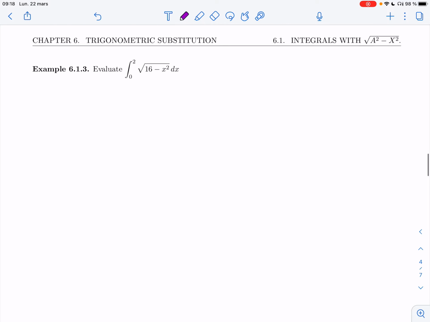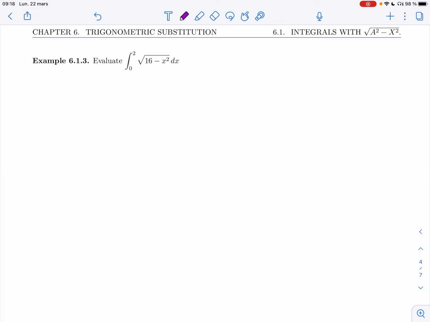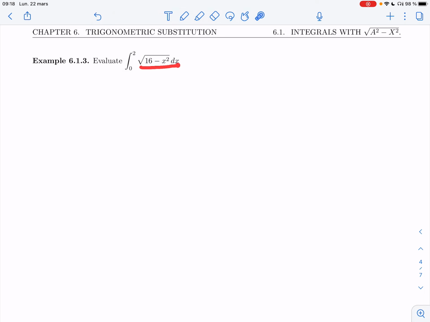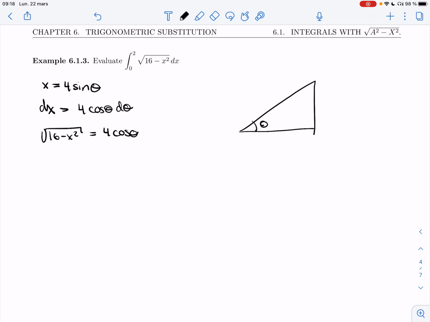All right, example 6.1.3. I want to evaluate this square root with definite, this integral with definite bounds. So we'll start the same way. We have 16 minus x squared again, so that means x is 4 sine theta, dx is 4 cos theta d theta, and then my square root is 4 cos theta. My triangle will look like this with x over 4, and then square root of 16 minus x squared as the adjacent side.